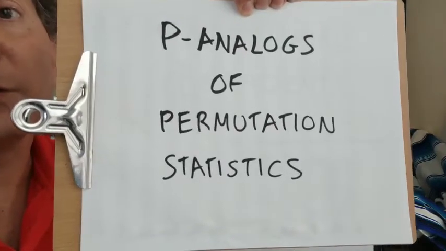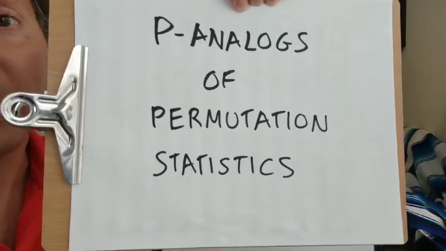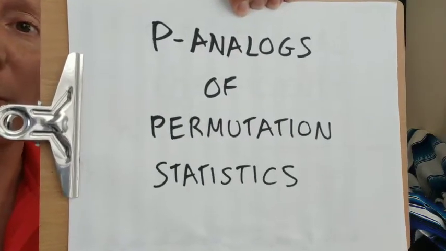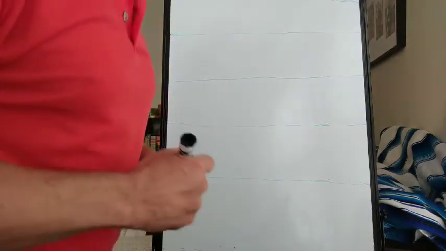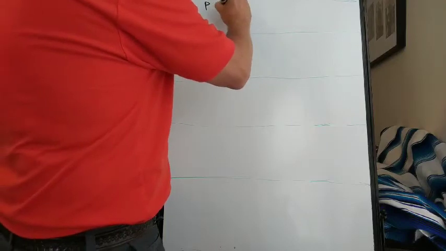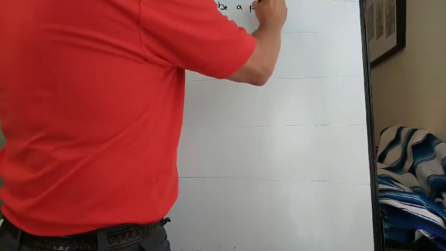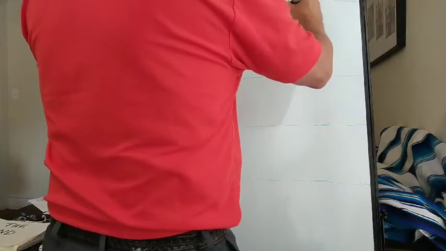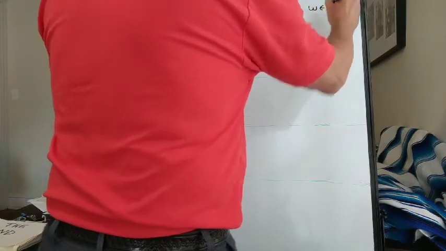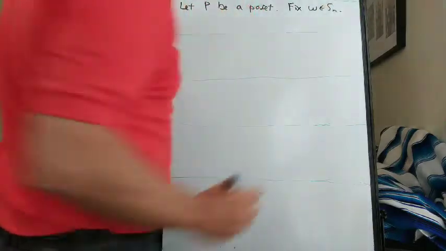There are variations on permutation statistics that depend on posets P, and we're going to use them later in the course. So let's start looking at them now. Let P be a poset, and let's fix some permutation W in Sn.